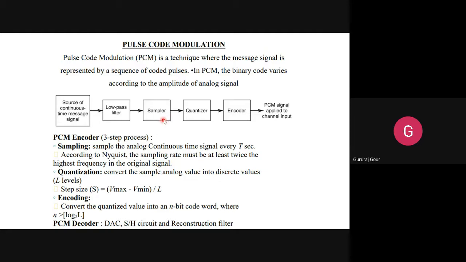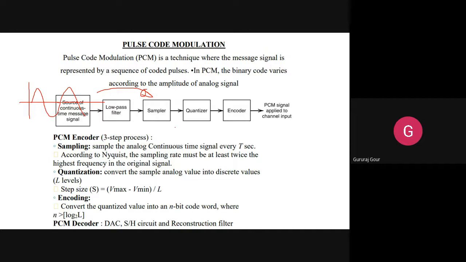So with the help of sampling, we are converting our continuous time domain signal into a discrete signal that consists of a set of samples. Suppose this one is your continuous time signal, like this. The low pass filter will avoid any noise content or high frequency component. Then it will be applied as input to the sampler.